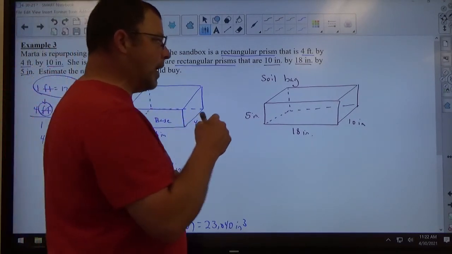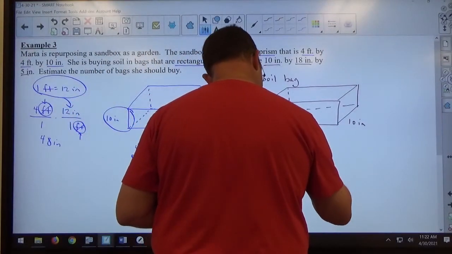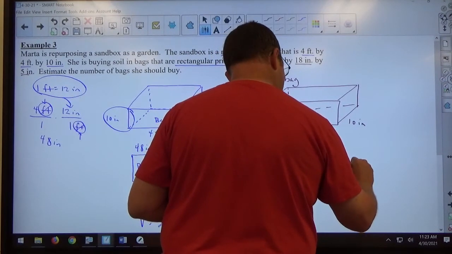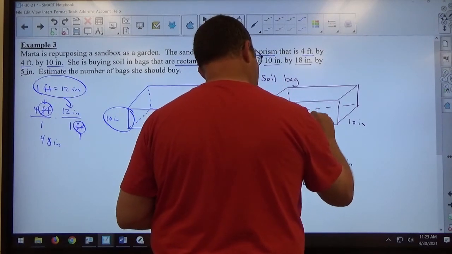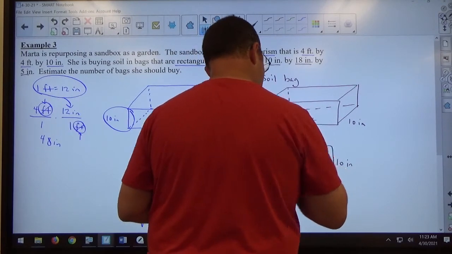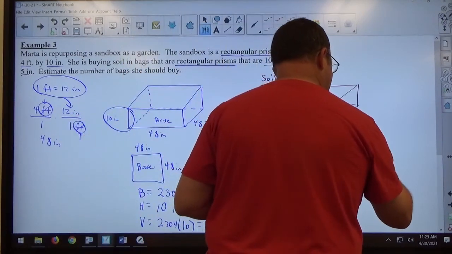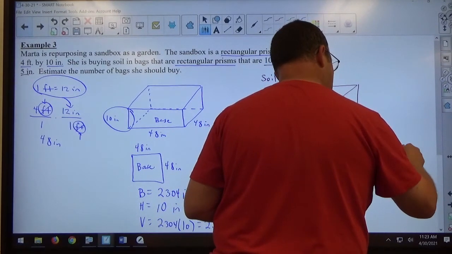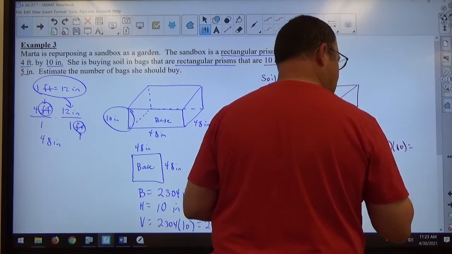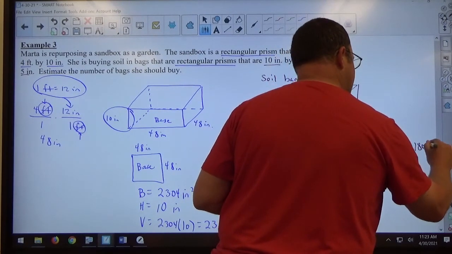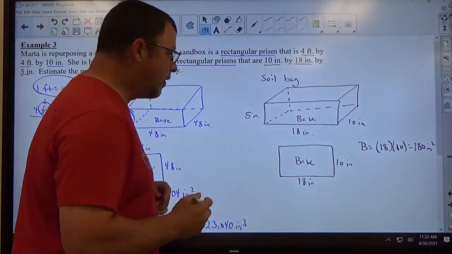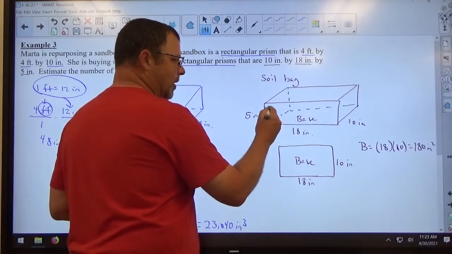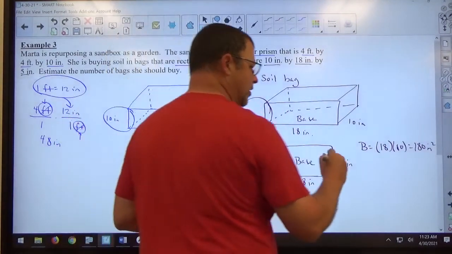So if I'm going to make the base the bottom again, the base is 18 inches by 10 inches. That's my base here. Right? The area of the base is equal to 18 times 10. Again, it's a rectangle, so it's just length times width. So the area of the base is going to be 180 square inches. The height of the bag, again, if the base is this 10 by 18 rectangle, the other base is 5 inches above it, so the height is 5 inches.